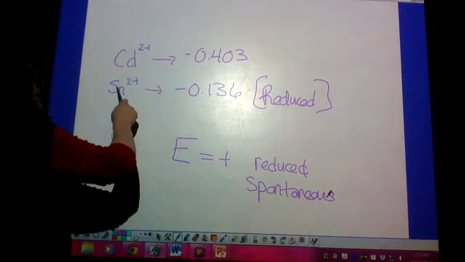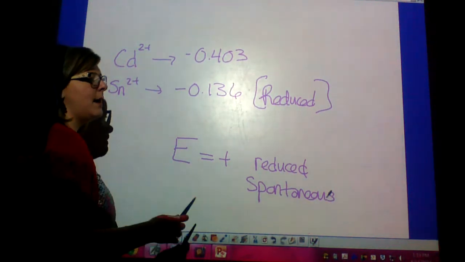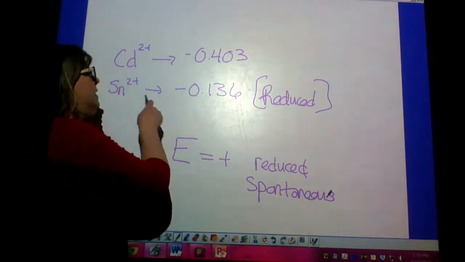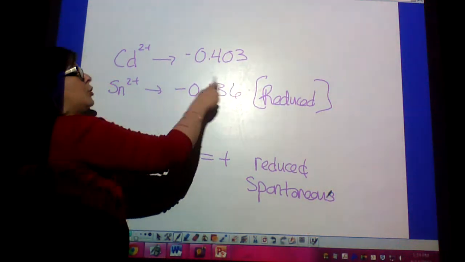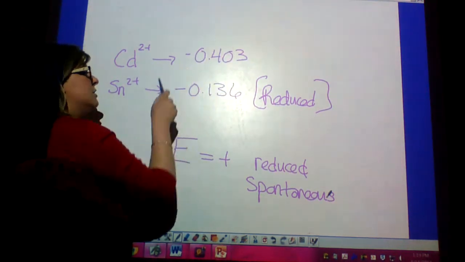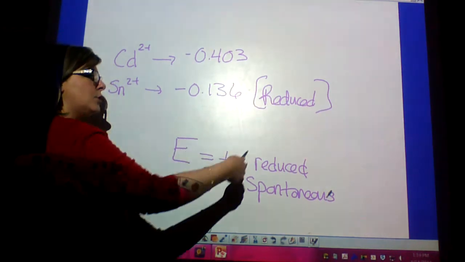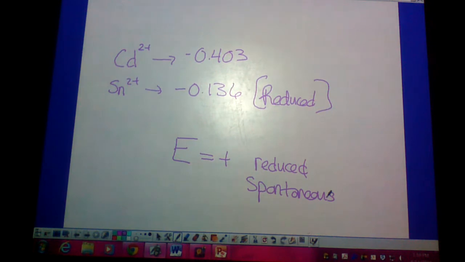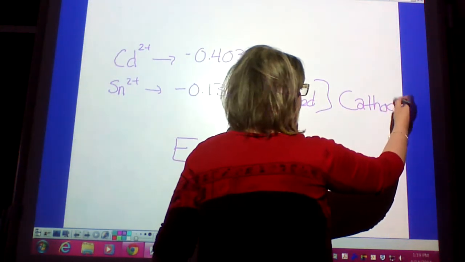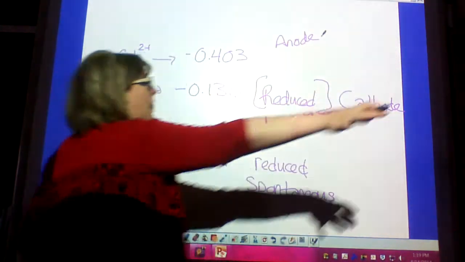So if I'm looking at these two and I want to figure out which one's at the cathode and which one's at the anode, the first thing I want to think about is which one's being reduced. Which one would prefer to be reduced? Sn has closer to a positive E than cadmium does, so that means Sn would prefer to be reduced. And if Sn is reduced, that means Sn is going to be at the cathode, because remember red cat, and that means cadmium is going to be at the anode, and ox.